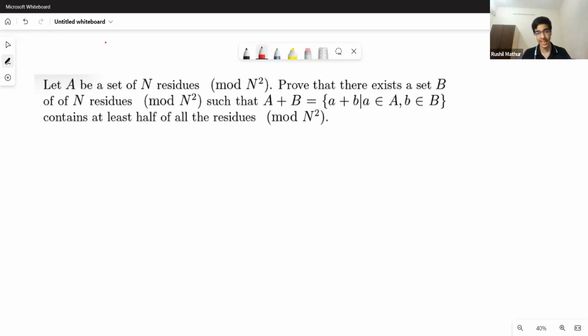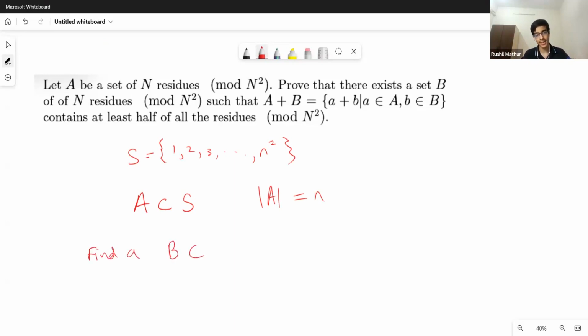Also, this question is slightly tricky to understand because of residues and all. So basically, what this is saying is that you have 1, 2, 3, all the way till n square, and A is basically a subset of this, and mod of A is n. So it's an n element subset, and this is given to you. Now what you have to do is find a B, also a subset of S, so that mod of B is also n. Let's say A was something like 1, 3, 7, and B is something like 2, 5, 6, for n equal 3, so n square equal 9.